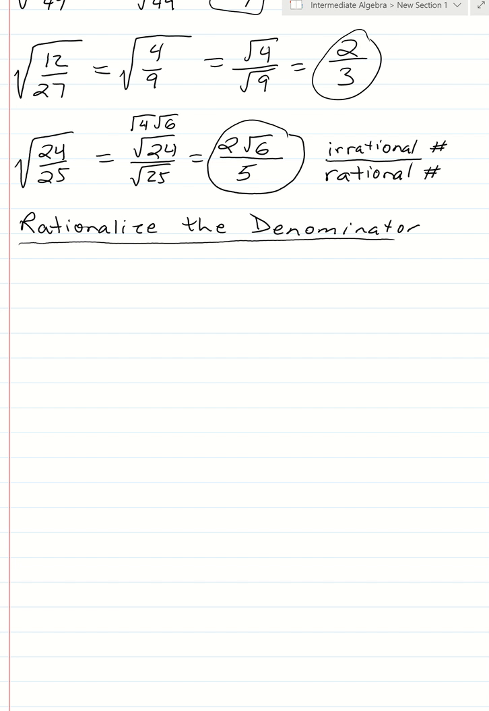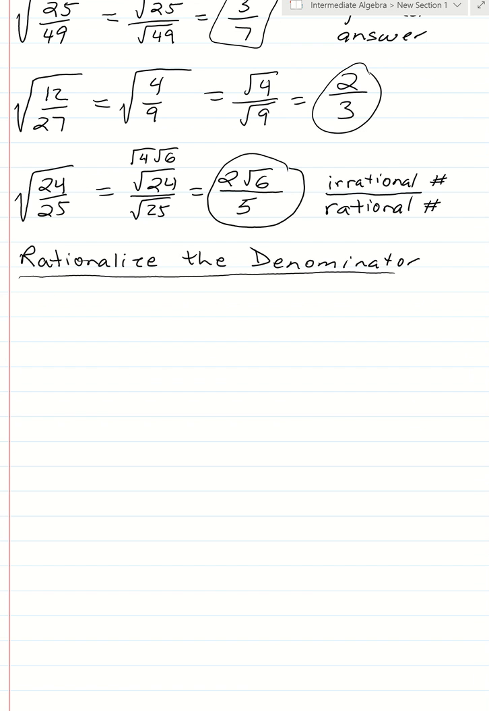For example, let's take the square root of 3/5. Now, the fraction 3/5 can't be simplified. So we will have to go use the property, and we're going to take the square root of the numerator over the square root of the denominator. So now we have the square root of 3 on the top and the square root of 5 on the bottom.